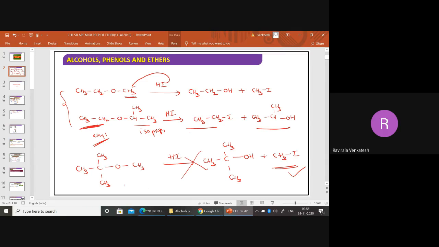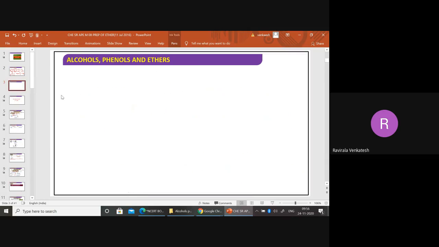That means when you take primary or secondary, no problem, this is according to the SN2 mechanism. But when you take tertiary, it is based on the SN1 mechanism. That is the reason you are getting the reverse product actually. Let me see this one more time. So what is happening actually? Let me see the mechanism also.